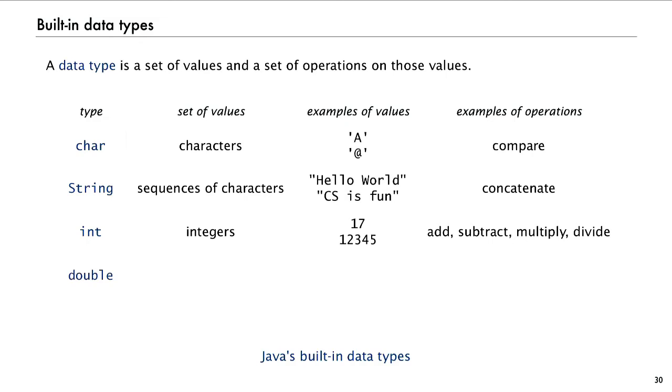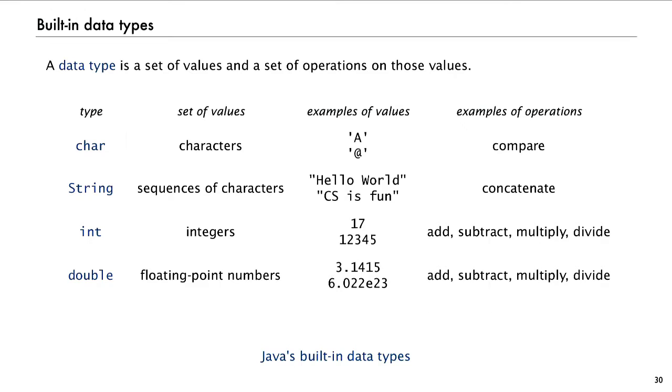We also work with real numbers. In Java, the data type double represents floating point numbers that you're familiar with from science. That's like 3.145 or 6.022 times 10 to the 23. Floating point numbers are approximations to real numbers, or are real numbers that usually approximate the numbers that we want. Again, we can perform the operations of add, subtract, multiply, and divide.